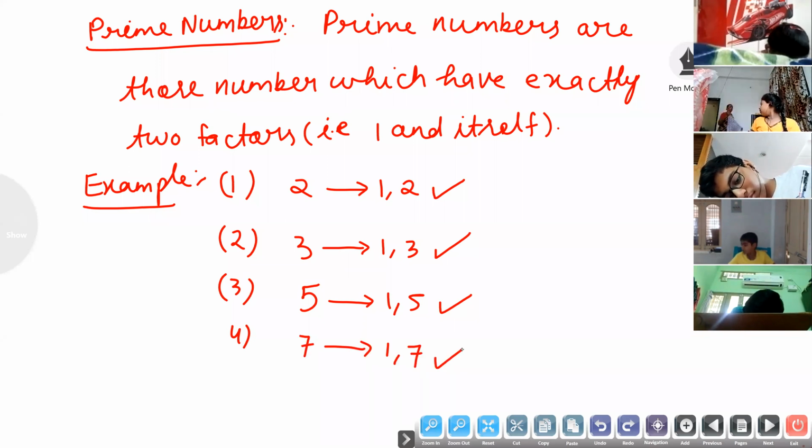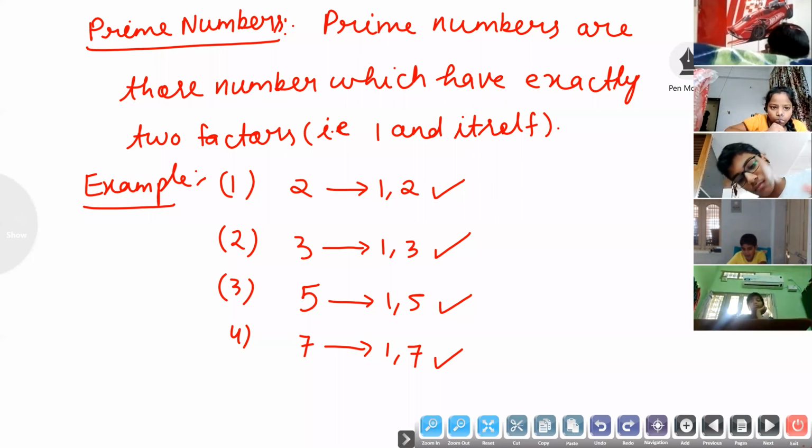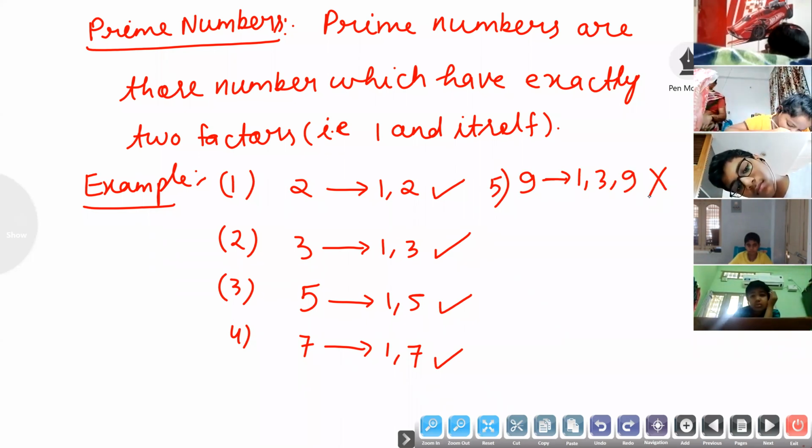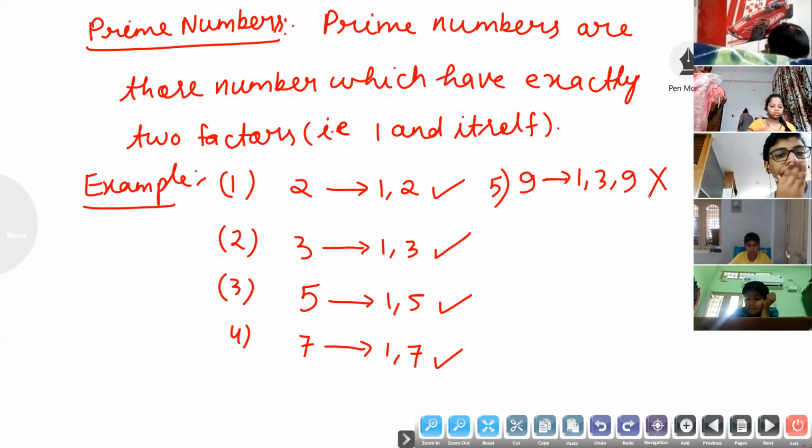No. If I am talking about 9, 9 will come in the one table, three table, nine table. 9 is not a prime number because 9 has more than 2 factors. If more than 2 factors, that is called a composite number. What is a prime number? Prime numbers are those numbers which have exactly 2 factors, that is 1 and itself. Are you getting my point, students?